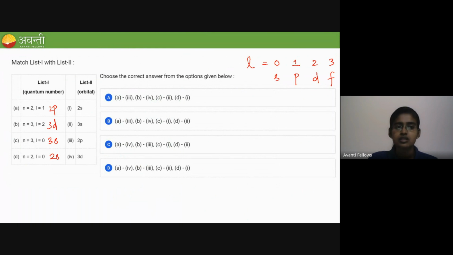So A corresponds to 3. B corresponds to 4. C corresponds to 2. And D corresponds to 1. So option A will be the correct answer for this question. Okay, now let's move on to the next question.